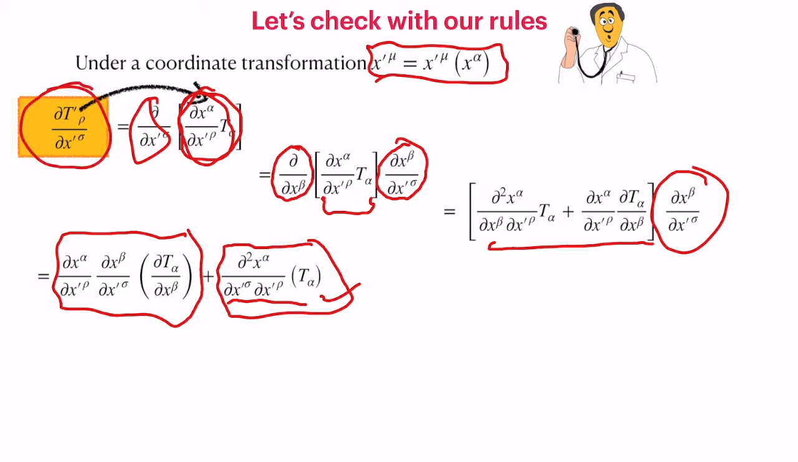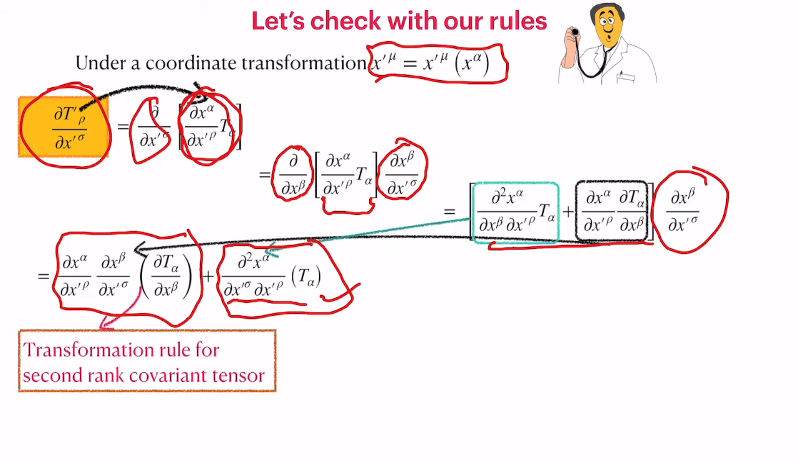However, it is clearly seen that the first term is the transformation rule of a second rank covariant tensor, and then the second term simply comes out to be the second derivative of the coordinate transformation, which need not be zero in general. Of course, it is zero if the coordinate transformation is an inertial transformation. Then we have the derivative of a tensor behaving like a second rank tensor.